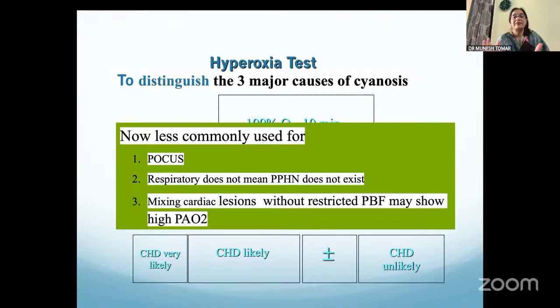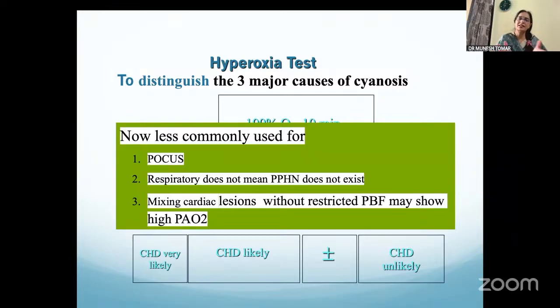They just behave like TAPVC sort of shunting, torrential right to left, no response to hyperoxia. How bad the lung is, all depends on that. And the mixing cardiac lesions like non-obstructed TAPVC or single ventricle heart or truncus arteriosus, where saturation is on the lower side, but PO2 rises significantly after giving oxygen. So increased pulmonary blood flow situations will go into high PO2 with high oxygenation. So these are the difficulties with the hyperoxia test, but still it's a very simple test.